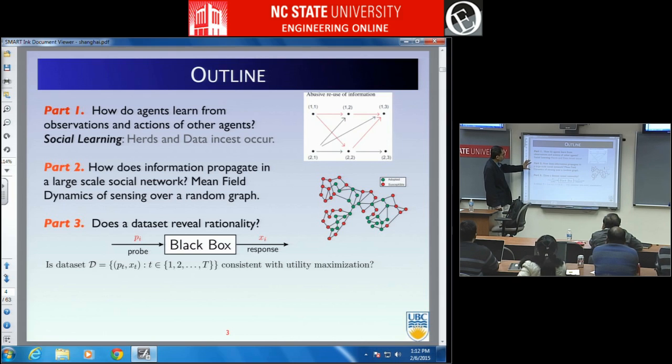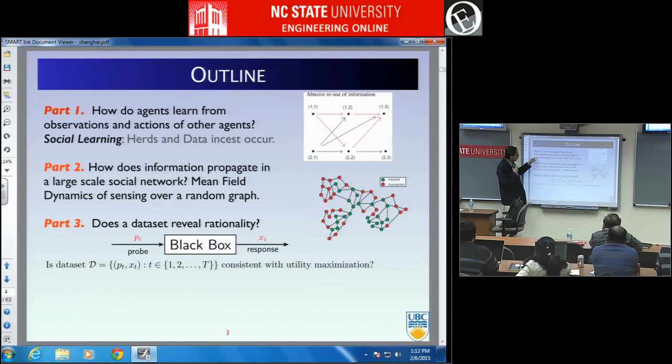So here's an outline of the talk today. There are two parts to this talk. I know there's a part 3 here, but I'll just mention it. I won't describe it in detail because there won't be time. So the talk today has two parts. The first part deals with how agents learn from the observations and actions of other agents. So this is a very simplified setup of the framework of how humans sense stuff.